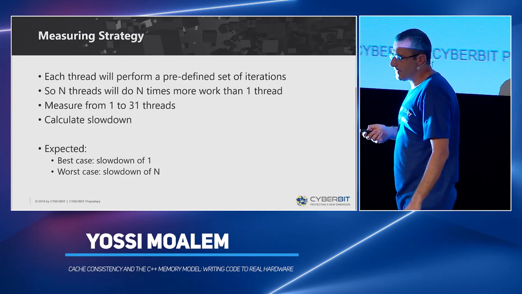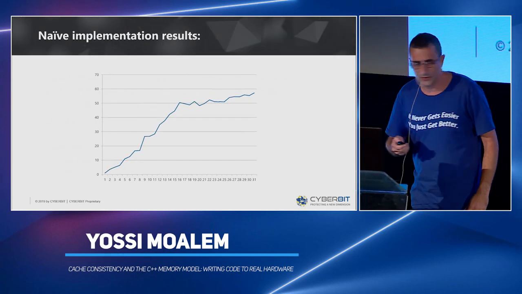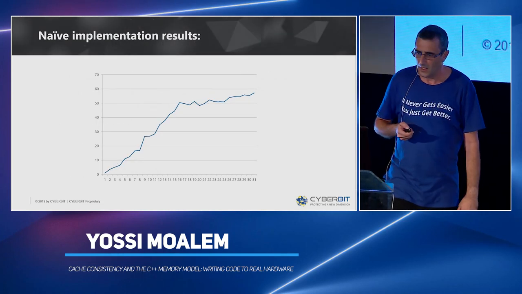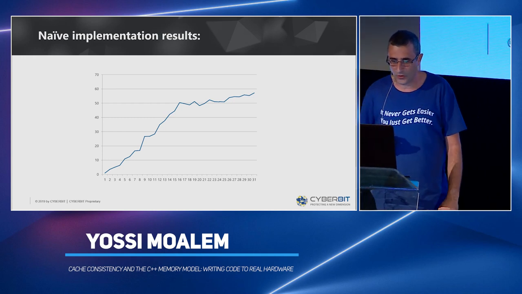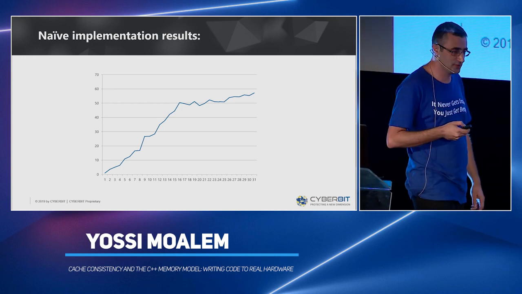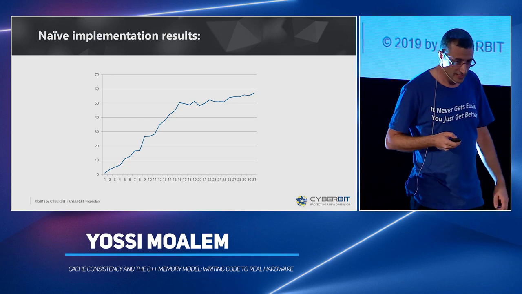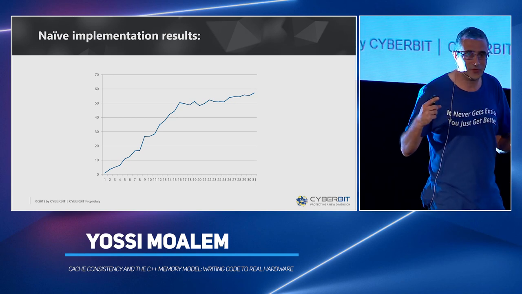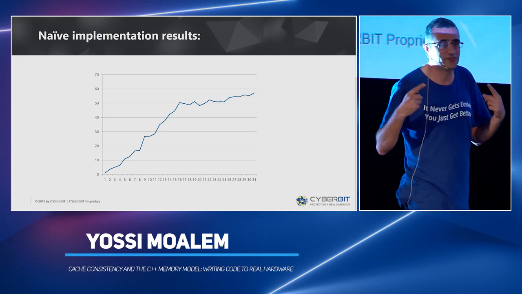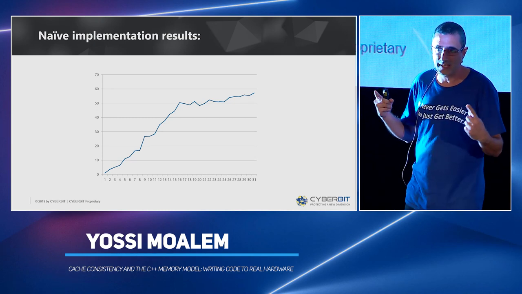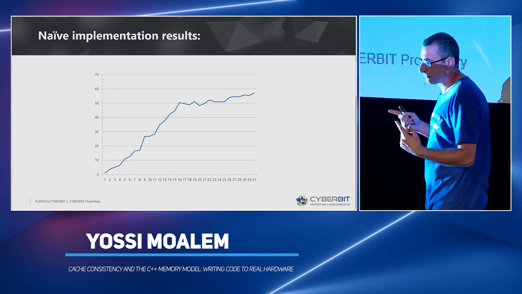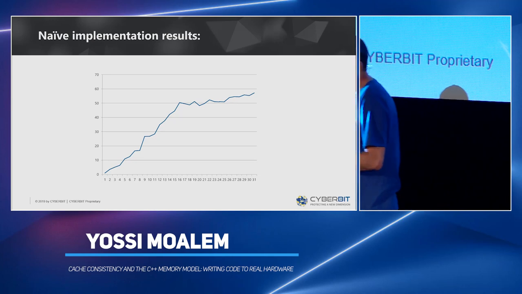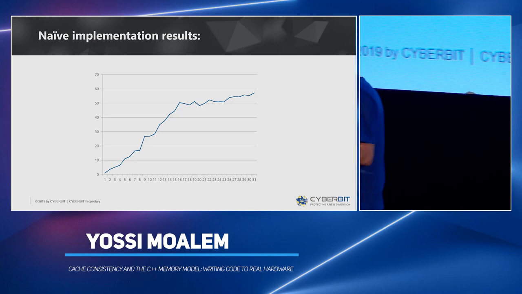So I actually measured it, and this is the result. Please know that when we have 16 cores, we are 50 times slower. I know that my accent is not very good. I said 50, not 15. 50 times slower, when we're doing just 15 times the amount of work.